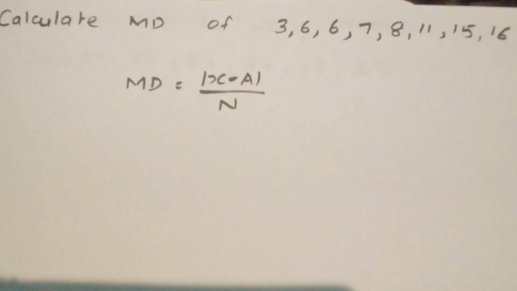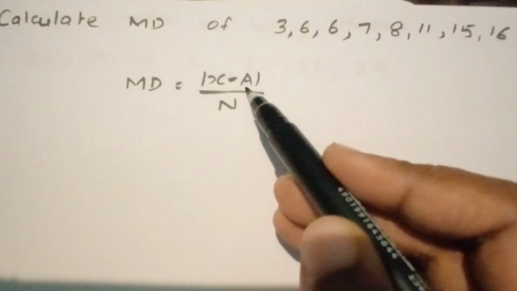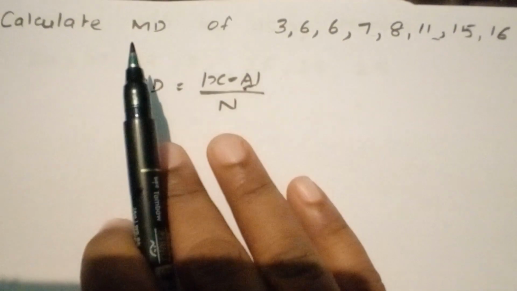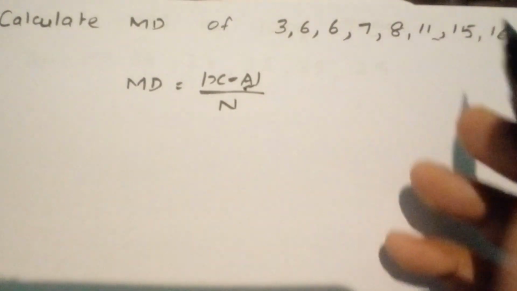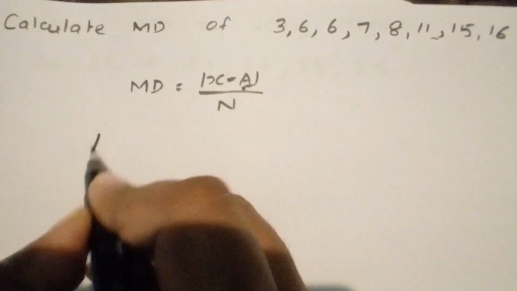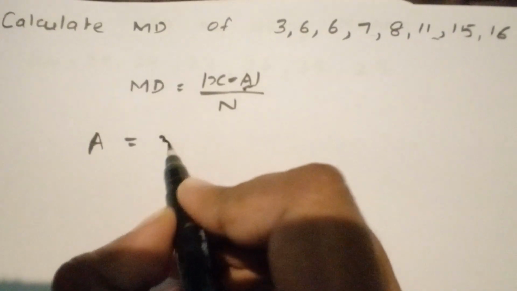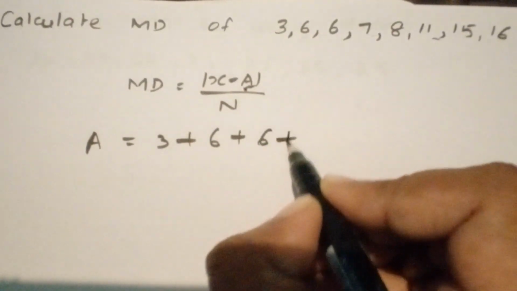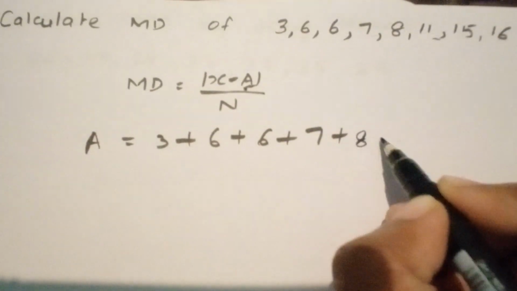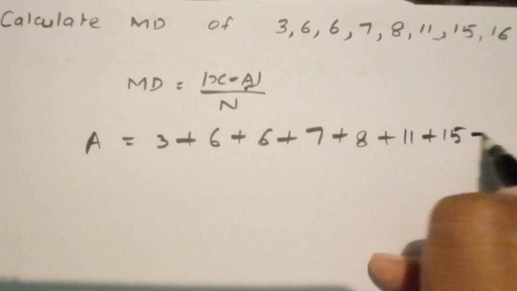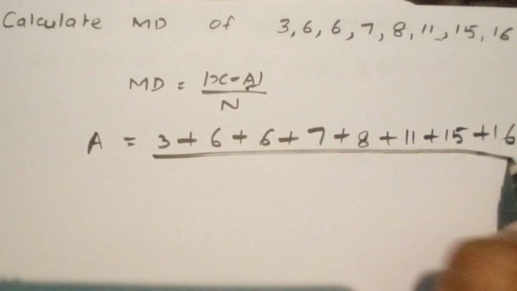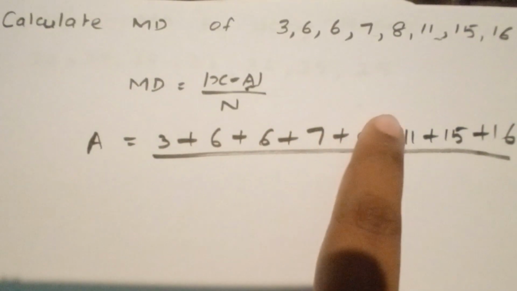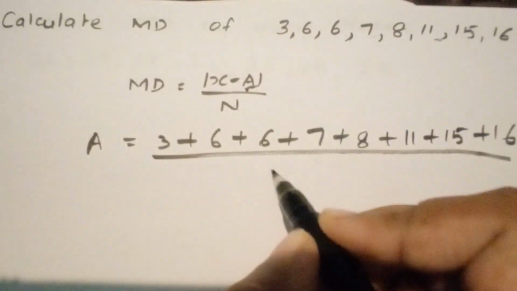So what is the first thing we have to calculate here? The first thing we have to calculate is a, right? So we are going to take these values and calculate a using mean. We all know how to calculate mean for individual series. So a is 3 plus 6 plus 6 plus 7 plus 8 plus 11 plus 15 plus 16, whole divided by n, the number of values. Okay, so 1, 2, 3, 4, 5, 6, 7, 8. That is 8.